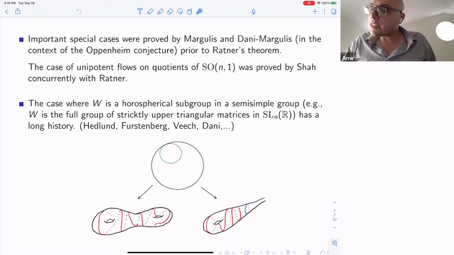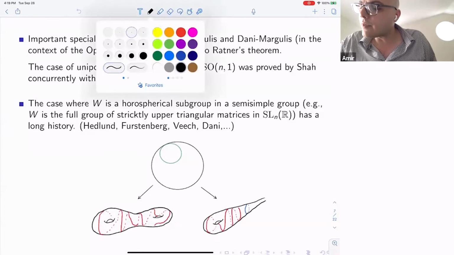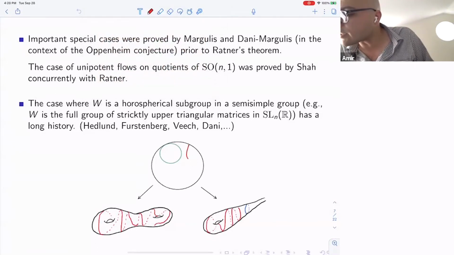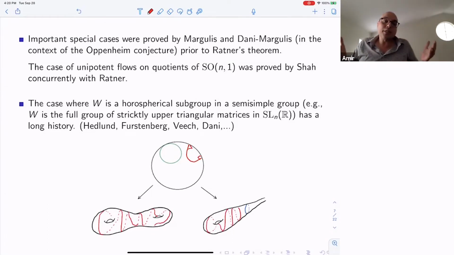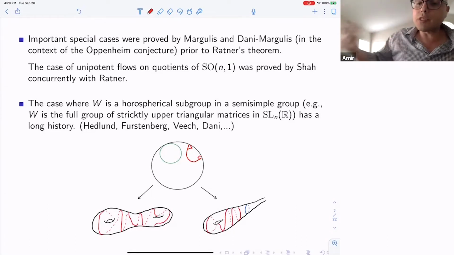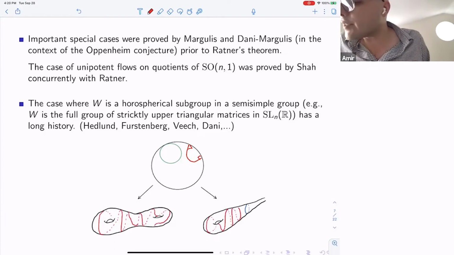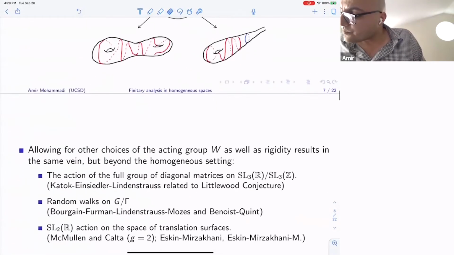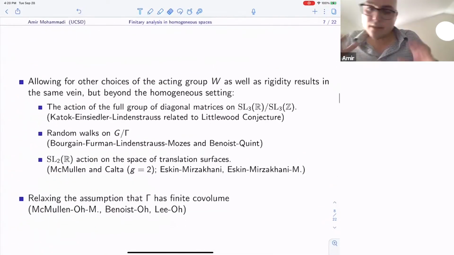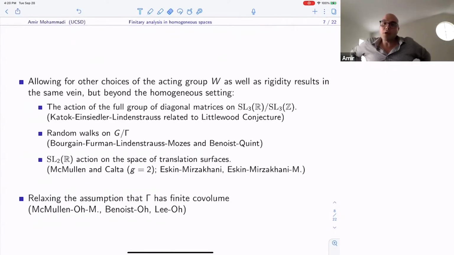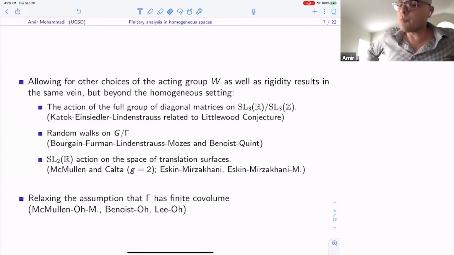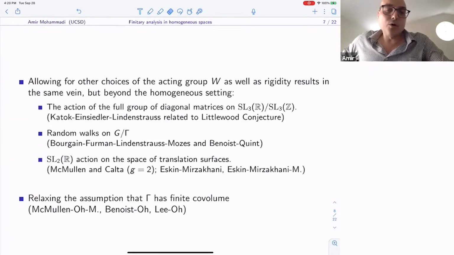And like I said, this is very different from the case of geodesics. If you look at a geodesic up here and project it, then the only limitations are dimension. You can have orbit closures with any Hausdorff dimension between 1 and 2. So it's very different. Now, I will be focusing on the case of groups generated by unipotents, but it should be mentioned that there has been fundamental work, again, allowing other choices of W.